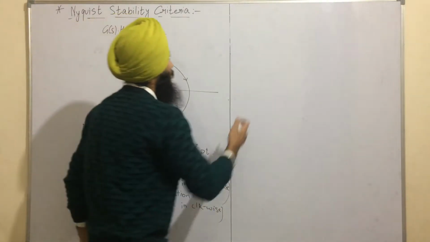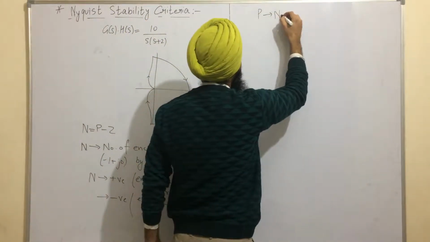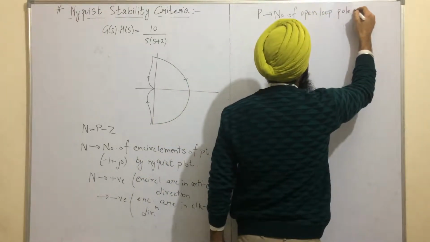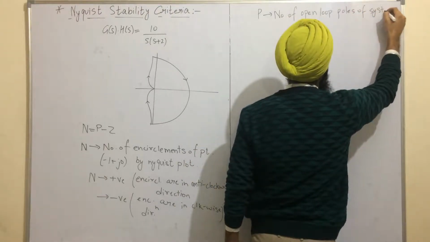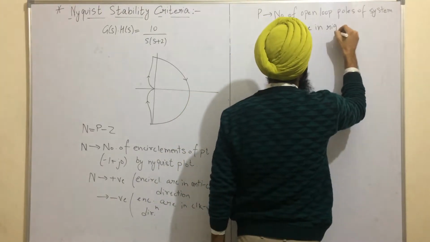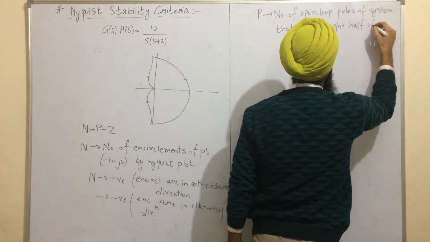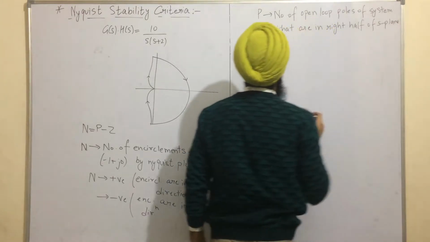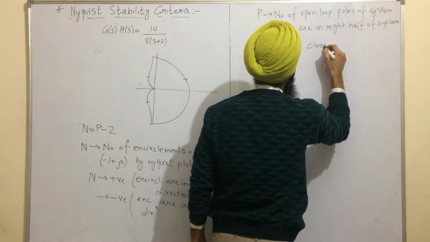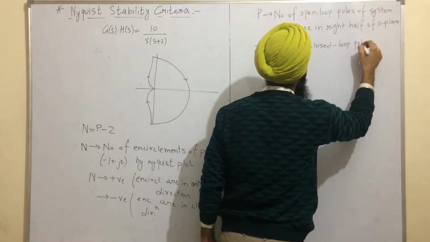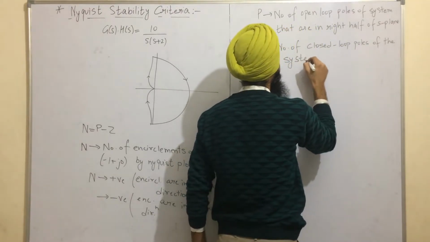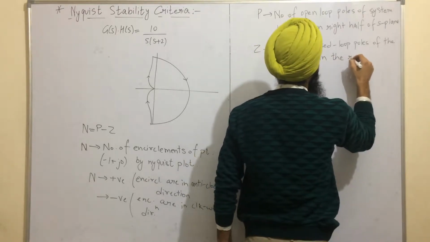Okay, the P over here is the number of open loop poles of system that are in the right half of S plane, while Z is the number of closed loop poles of the system in the right half of S plane.